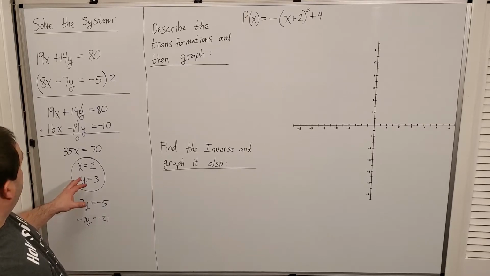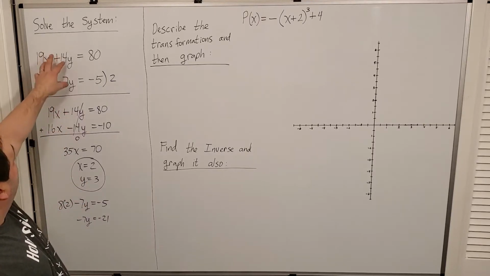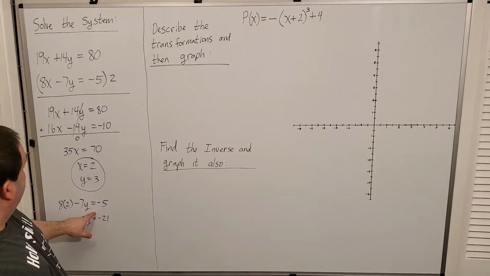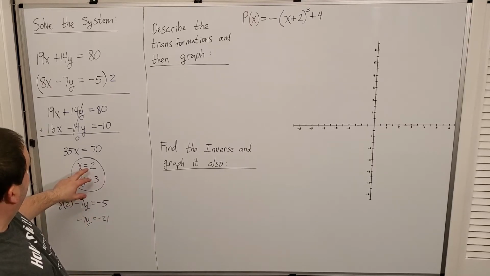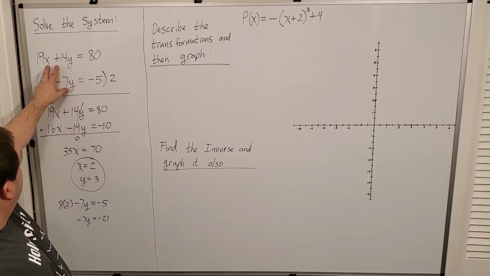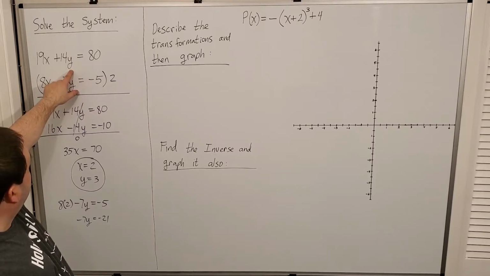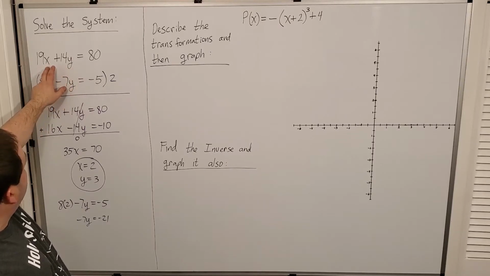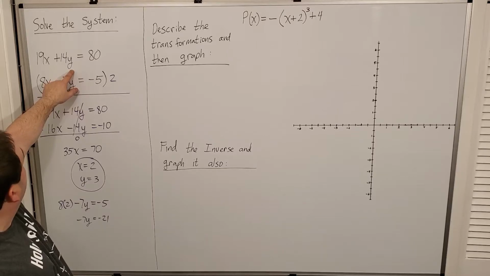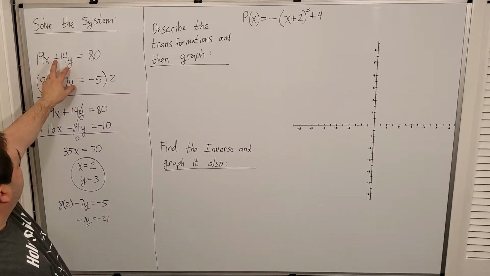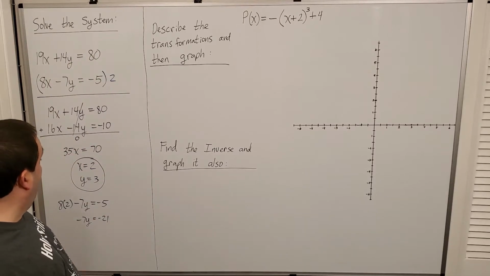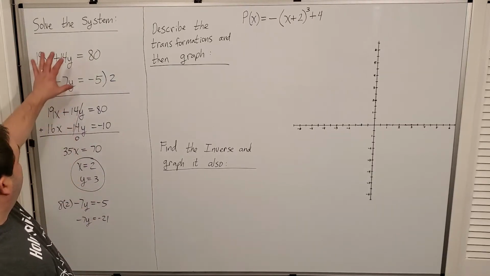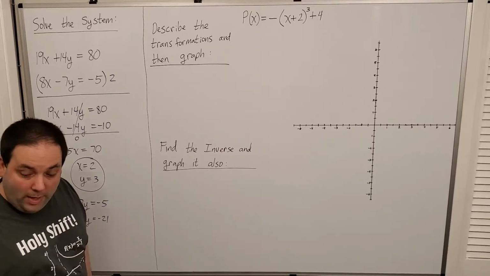Of course, to check this, I plug it into the other equation that I didn't use the substitution for as a double check there. 19 times 2 plus 14 times 3. 19 times 2 is 38. 14 times 3 is 42. 38 plus 42 is 80. So it does work out. This is actually the solution to that system of equations.